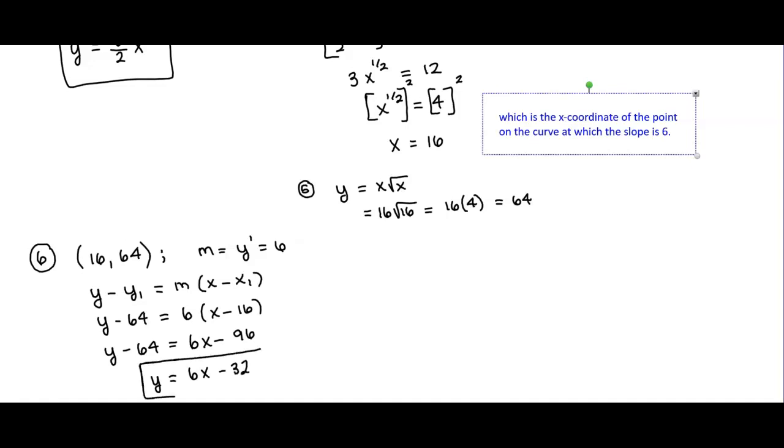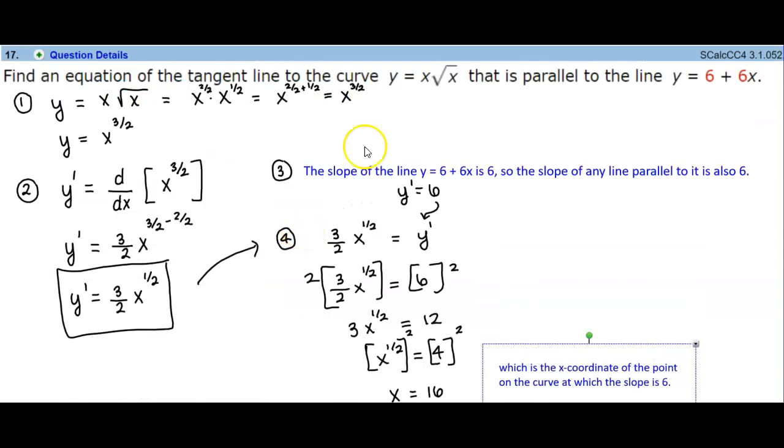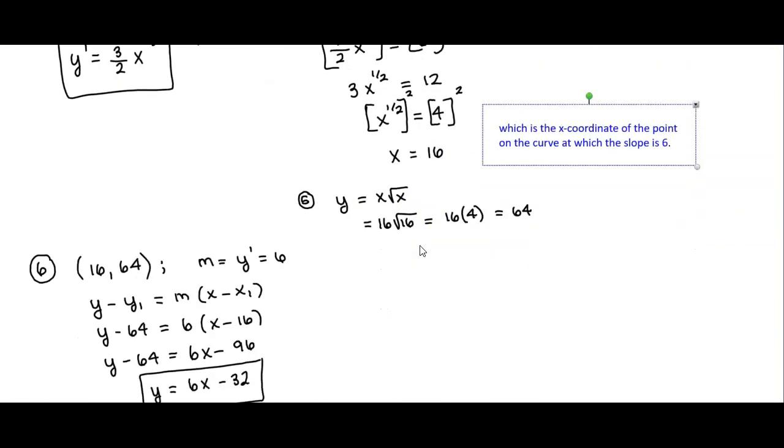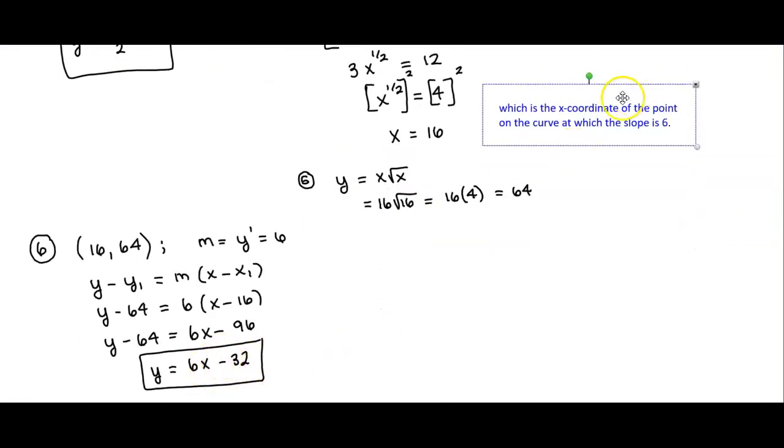And therefore, that represents the equation of the tangent line that is parallel to that line. You can see here that it has the same slope, and it would be parallel to that line.